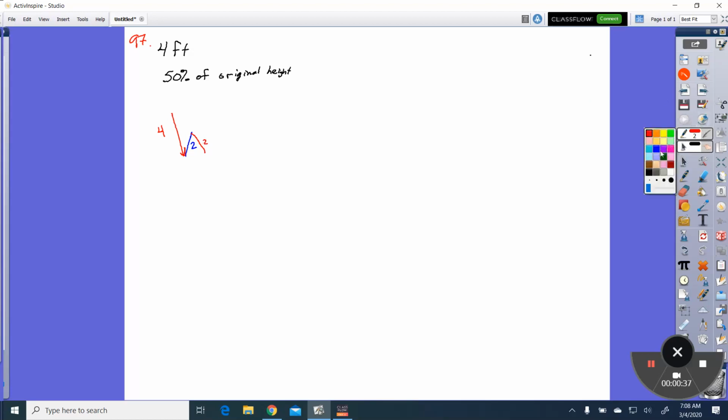Then it rebounds and it goes up 1. That's supposed to only be half of that. So then when it goes down, it goes down 1 again. So for each of these that it goes up, it goes down the same amount. So that's a half.